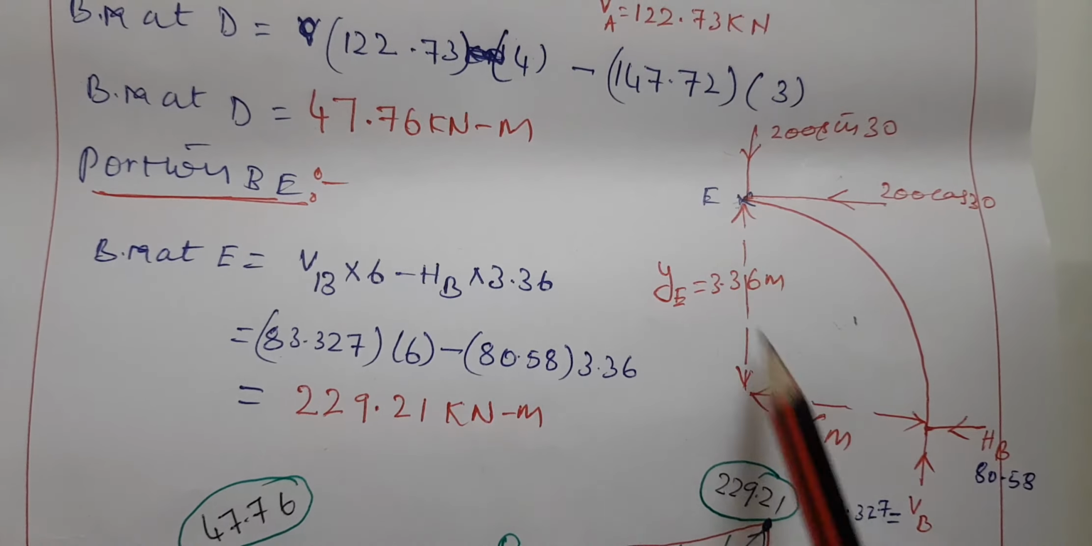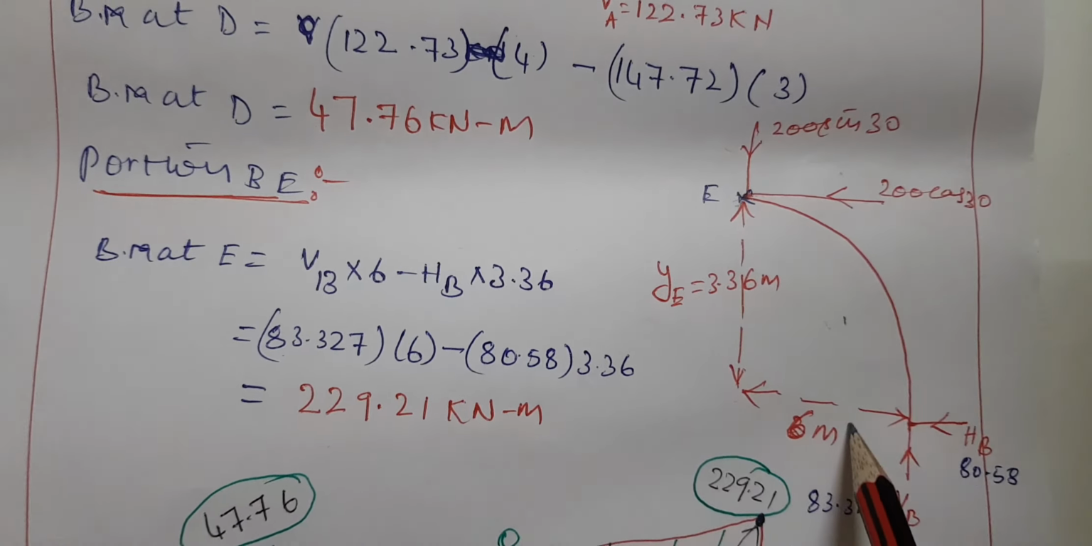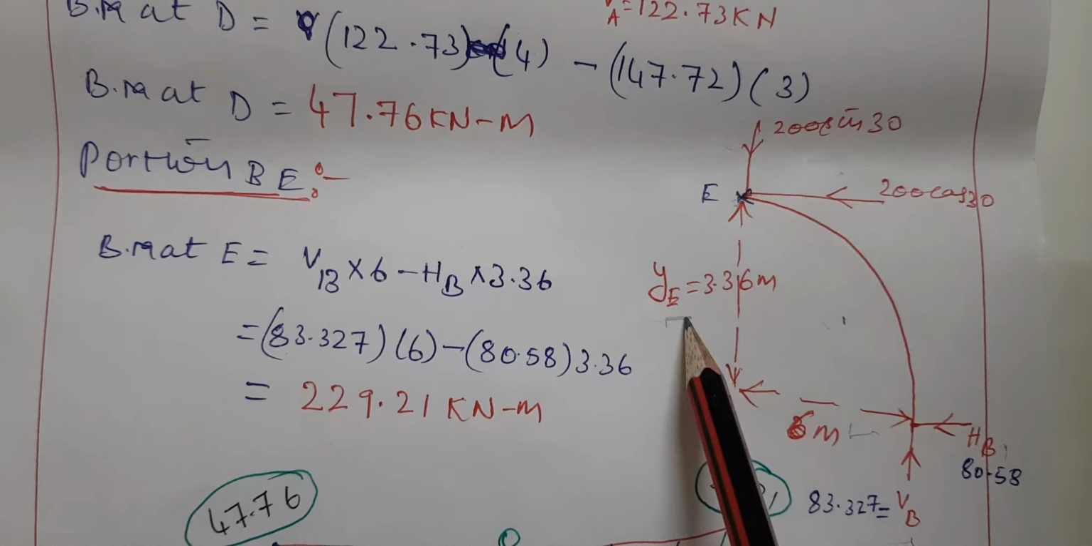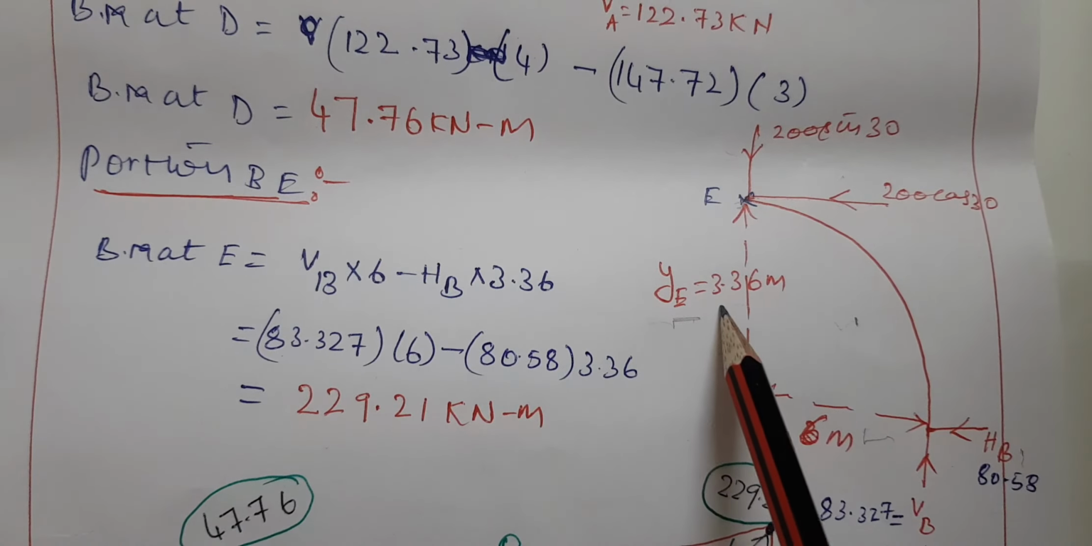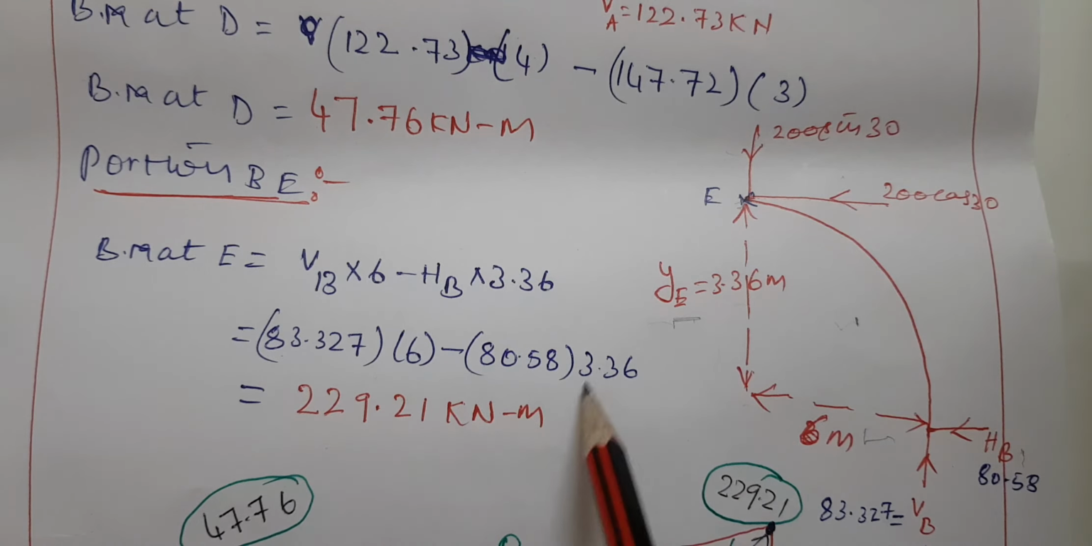Bending moment at this point: force moving upwards gives positive bending moment, and the perpendicular distance is 6 meter. HB, the horizontal force, gives negative bending moment. We calculated the YE value as 3.36 meter using the rise equation. That is what I substituted, so the value is as follows.